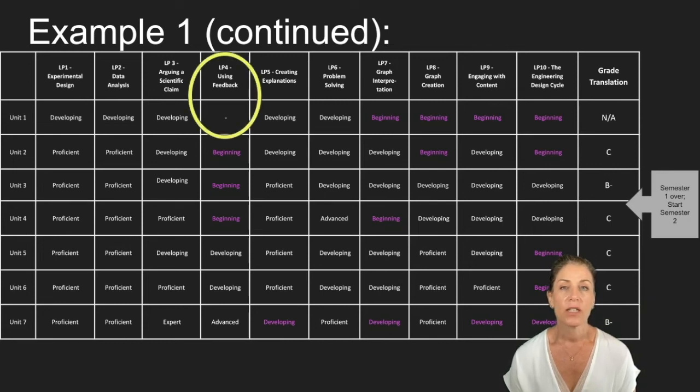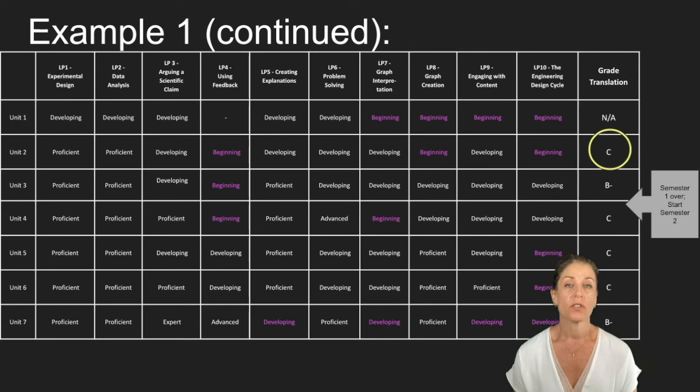Notice that there's no grade assigned for Unit 1 because I didn't yet have time to teach them how to do using feedback. This means that I didn't have 10 scores, so I couldn't use the chart yet. But at Unit 2, I could. So this student would have earned a C based on her scores. By the end of Unit 3, she had brought it up to a B minus.